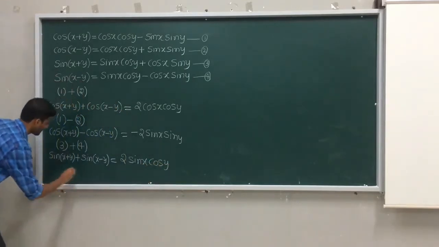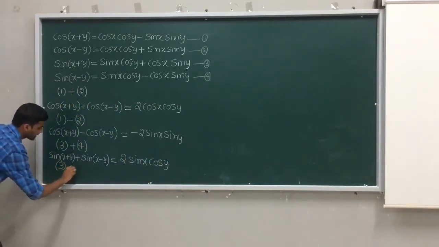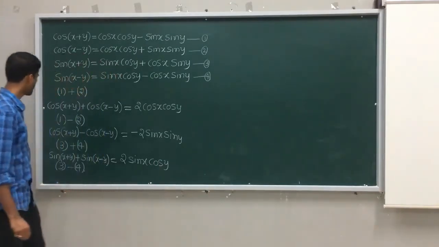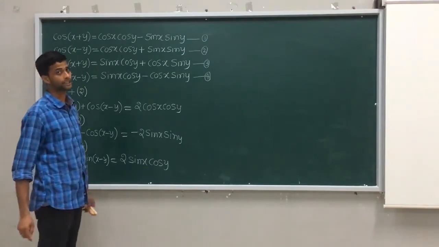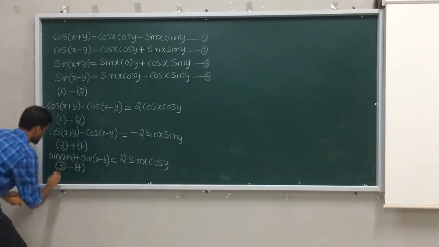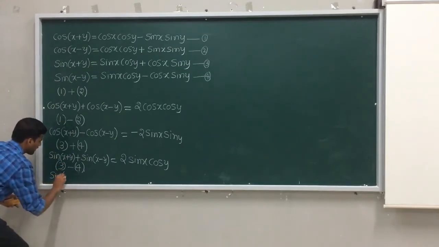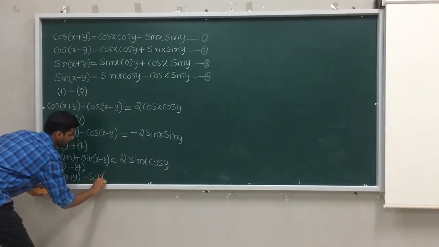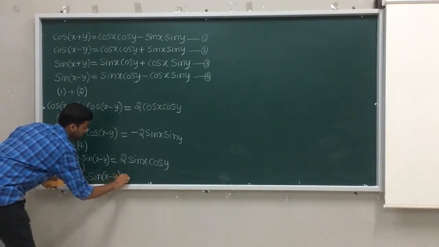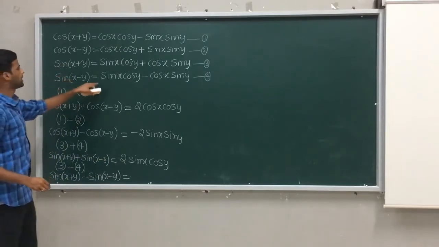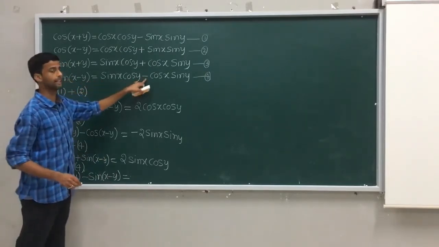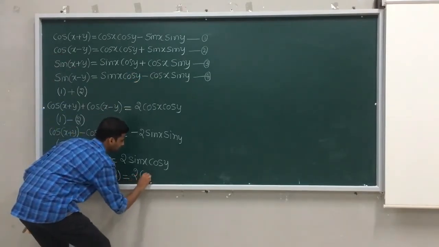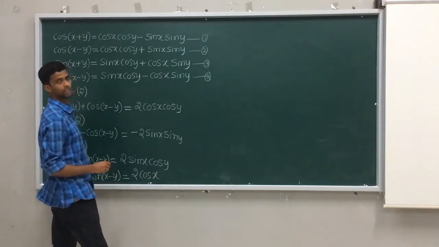And as expected, if I do 3 minus 4, this expression becomes sin of x plus y minus sin of x minus y, which is equal to, when I subtract these two, the sin x cos y terms cancel, and the sign will change, so it becomes 2 times cos x sin y.